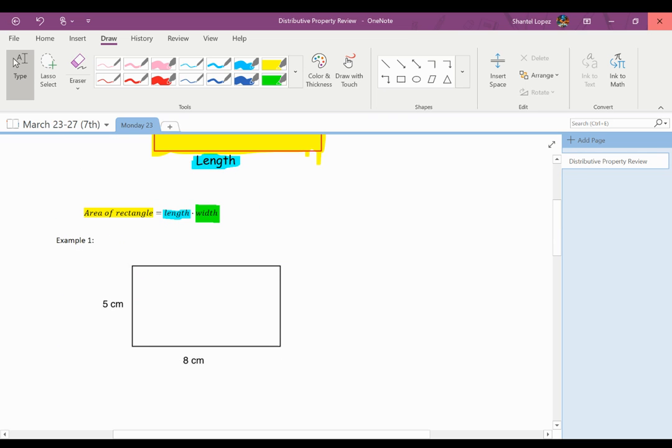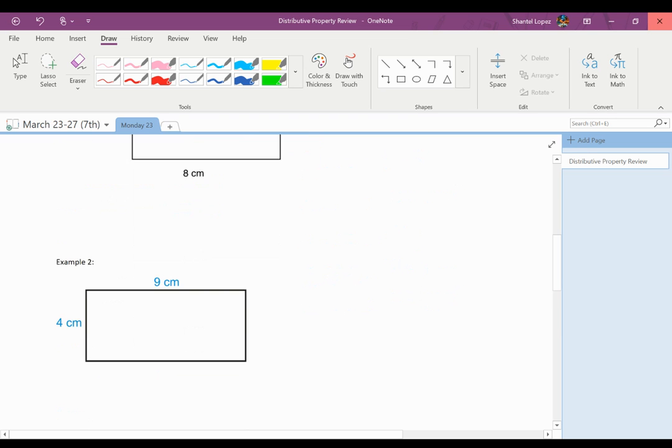In this first example, we have 5 as our width and 8 as our length. So the area of this rectangle would be 5 times 8, which simplifies to 40. And if we wanted to be more precise, we could add our units, and we know that for area, it's actually centimeters squared. Okay, let's move on to the next example.